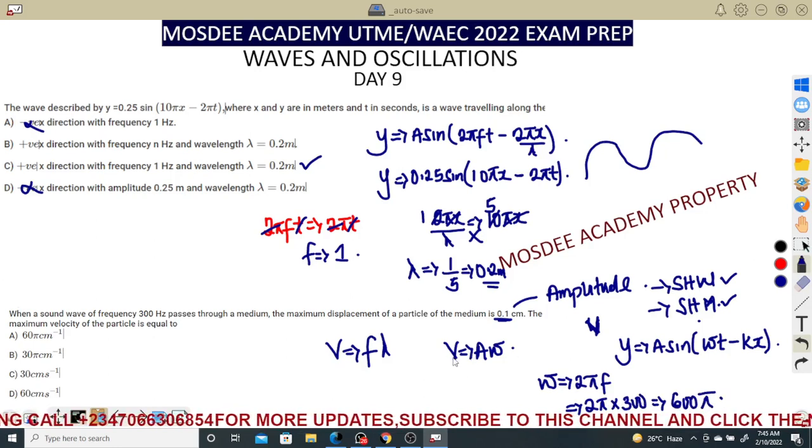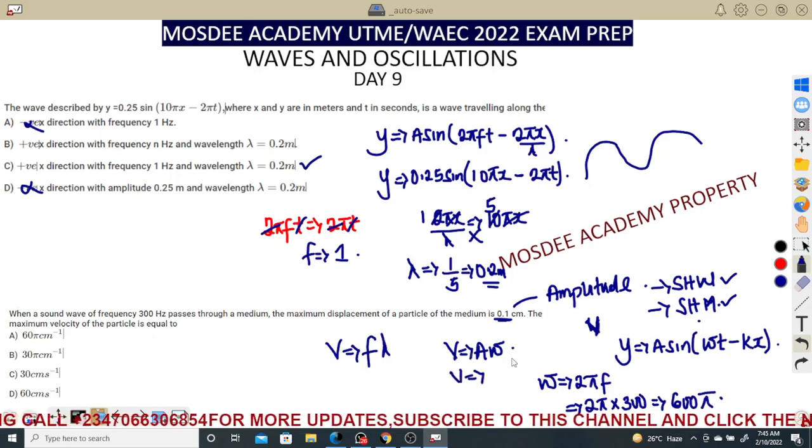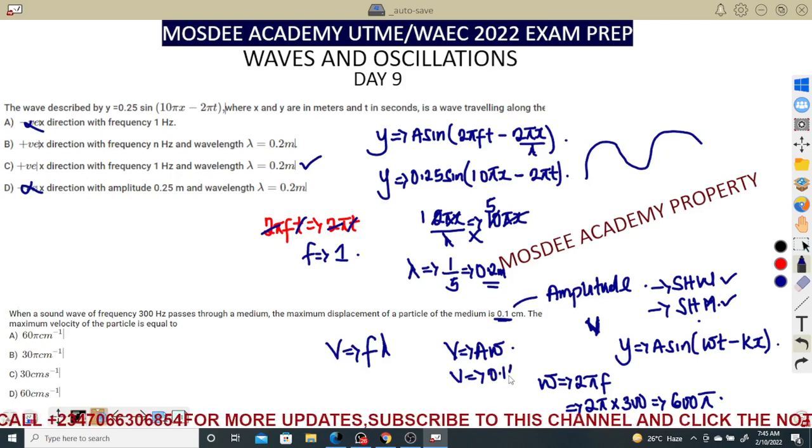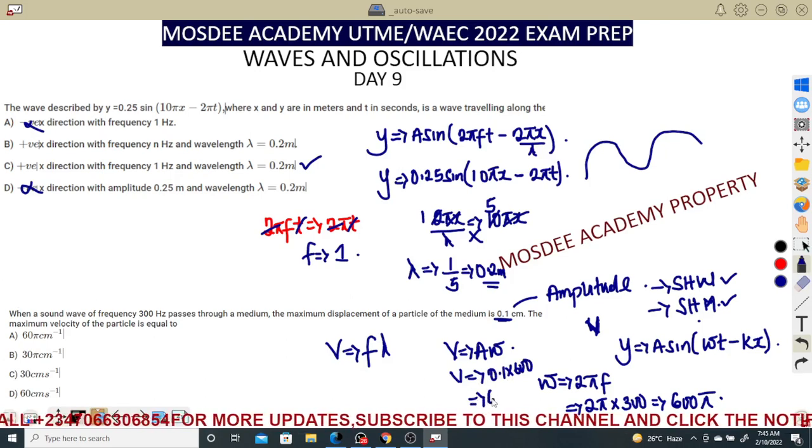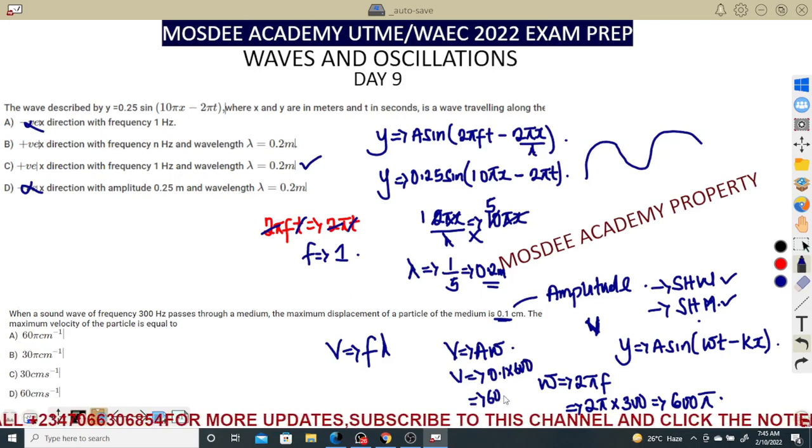Fine. So now you can say the speed, because I said they exhibit the same thing, is equal to a, which is 0.1. The answer is in centimeter, I don't need to convert. I multiply that by my 600. So that is going to give me nothing but 60 pi centimeter per second. So 60 pi centimeter per second.